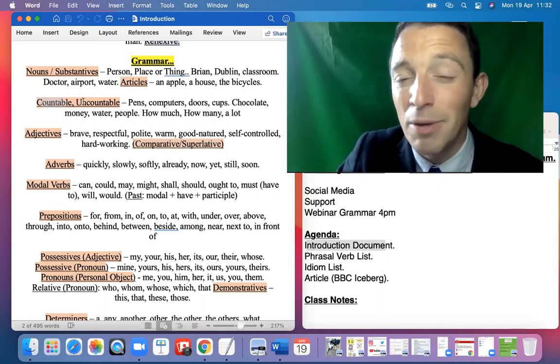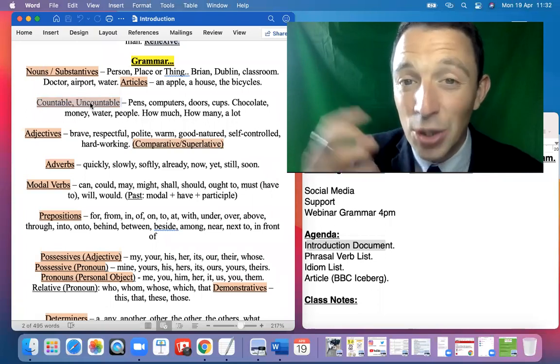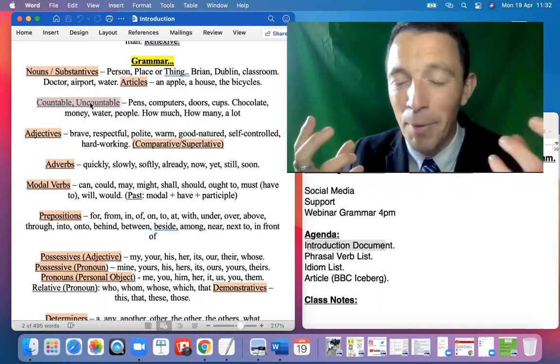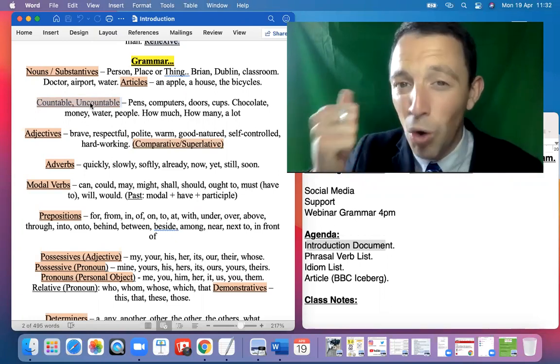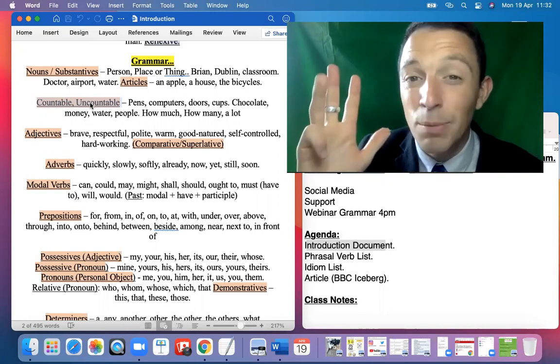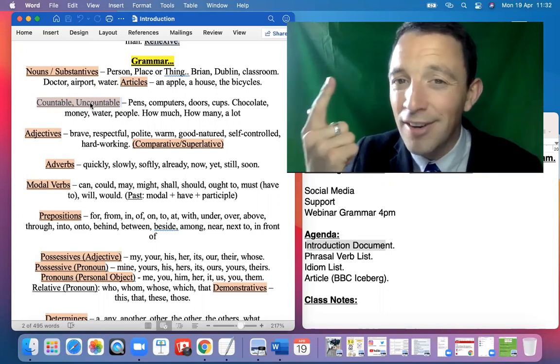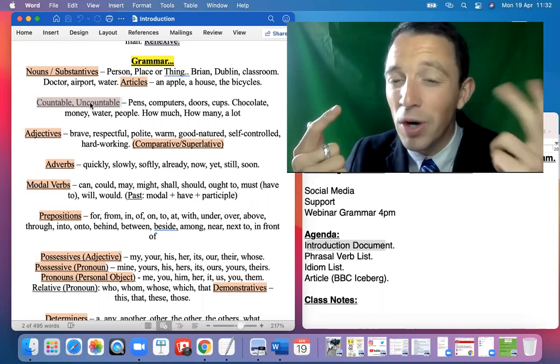Also, the concept of countable and uncountable is very important as well. Is it possible to count the noun, or is it not possible? This is a bit tricky. For example, water, chocolate, money, time. It's not really possible. For example, one chocolate, no. We say one bar of chocolate. One water, no. We say one bottle of water, one glass of water.